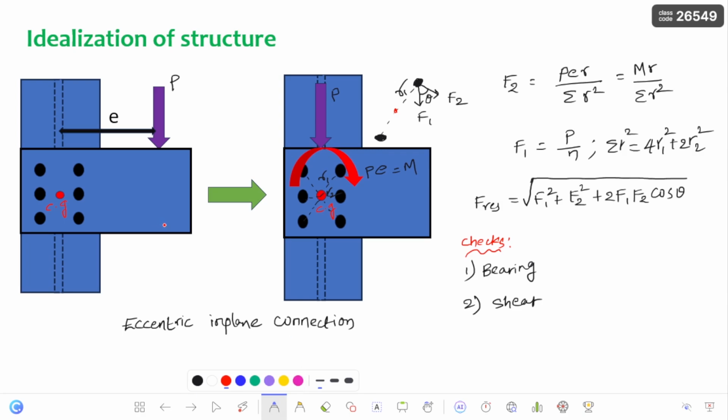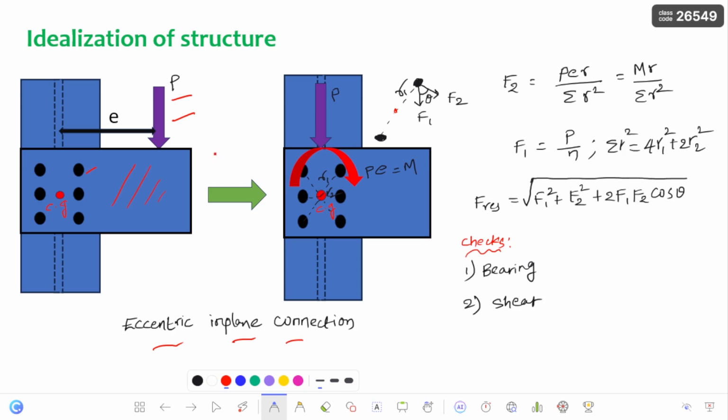In the previous video, we discussed the eccentric in-plane connection. I am calling this an in-plane connection because the load which is acting and also the bolts are in the same plane. For example, if you consider this bracket as a plane or board, whatever I am writing is in a plane, and it is clear that the load acting and these bolts are in the same plane. So I am calling this an eccentric in-plane connection.